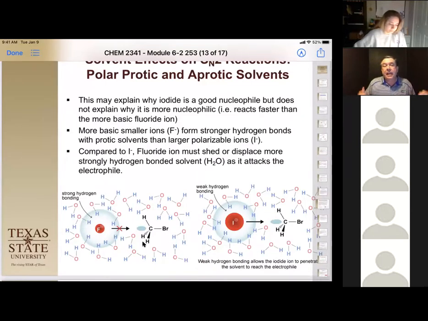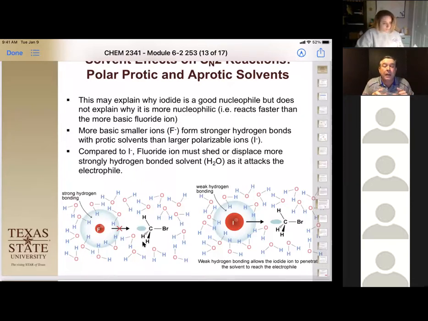So in the case of water, water is what we call a polar protic solvent, meaning it can hydrogen bond. Any solvent that can hydrogen bond, water, alcohol, carboxylic acids, are what we call protic solvents. And those protic solvents hydrogen bond to the negatively charged nucleophiles, making them surrounded by the solvent cage. So we have this surrounding of the solvent that can come in.